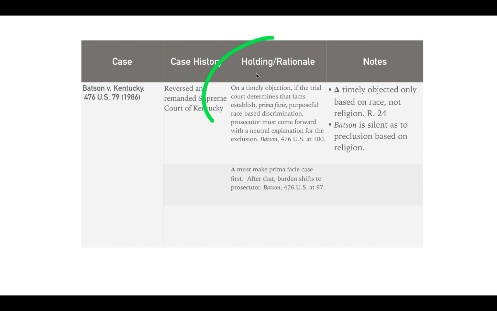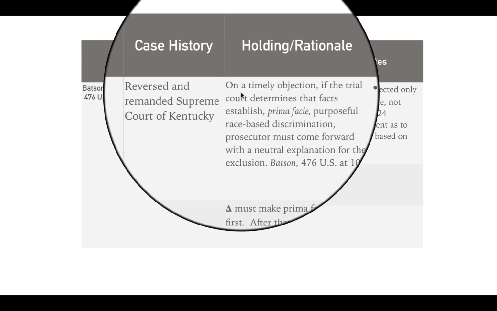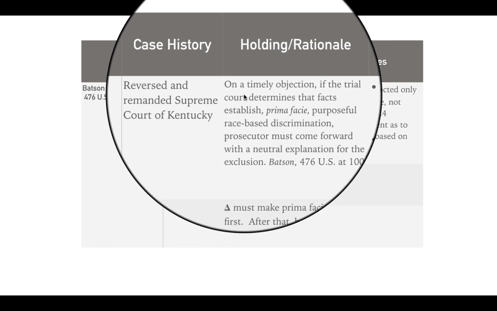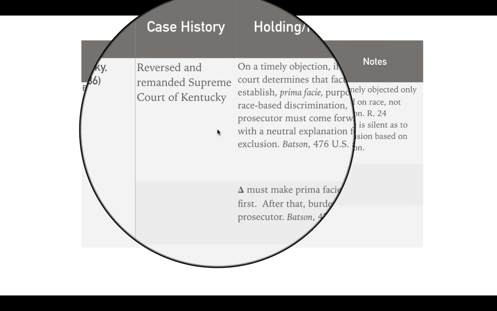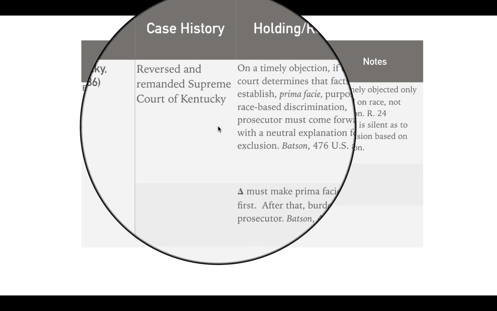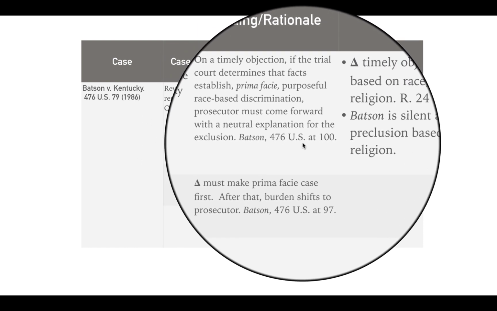Next major category should be the holding and the rationale. This is where you talk about the decision of the case and how the court applied law to facts in that case. So one key point that I'm giving by example from this case is, on a timely objection, if the trial court determines that the facts establish a prima facie case of race-based discrimination, then the prosecutor has to come forward with a neutral explanation for excluding a juror. And again, I'm going to make sure I have the correct citation because I'll need that later, and this way I can always find that point.